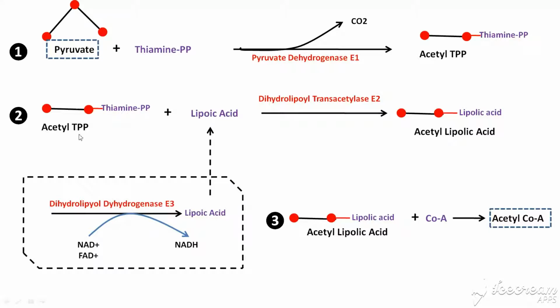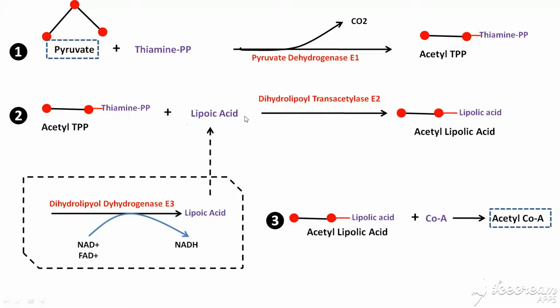The second reaction is going to be the interaction between acetyl-thiamine pyrophosphate and lipoic acid, and this is going to be catalyzed by the enzyme dihydrolipoyl transacetylase, or E2, which is the second part of the pyruvate dehydrogenase complex, and it's going to form acetyl-lipoic acid. So basically what happened here is that we removed the thiamine and we just added lipoic acid. Now, lipoic acid is a very important cofactor in the pyruvate dehydrogenase complex.